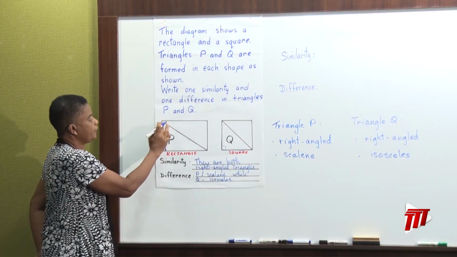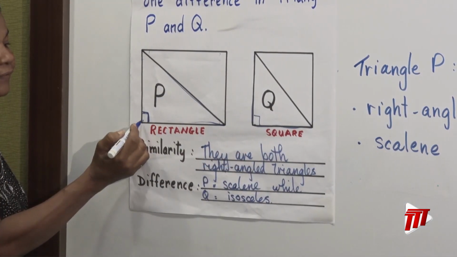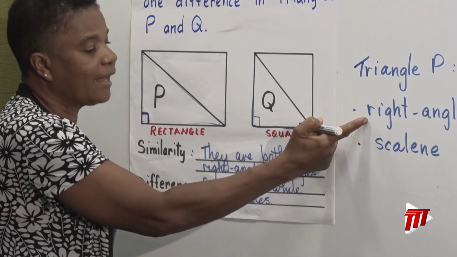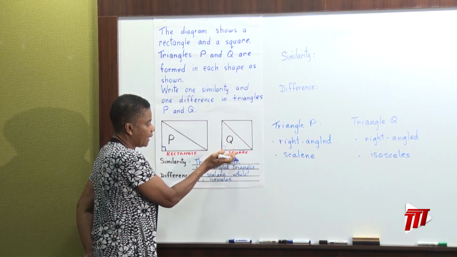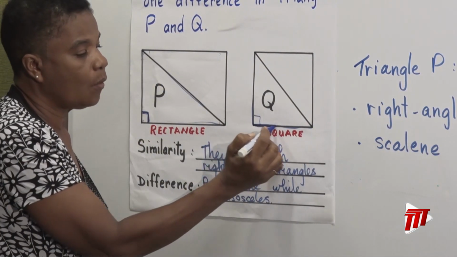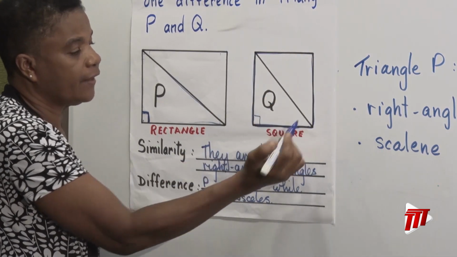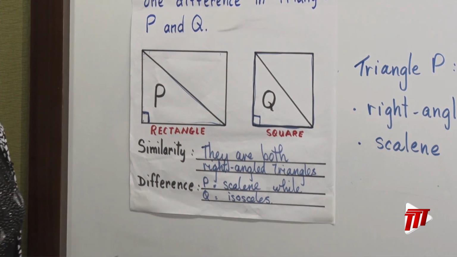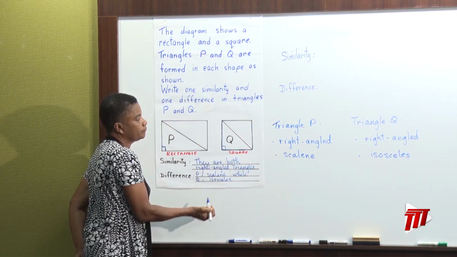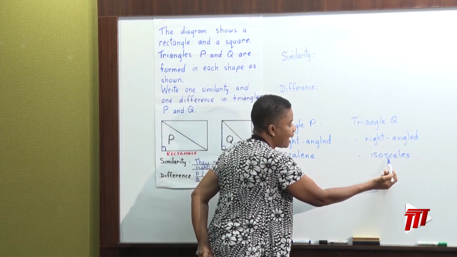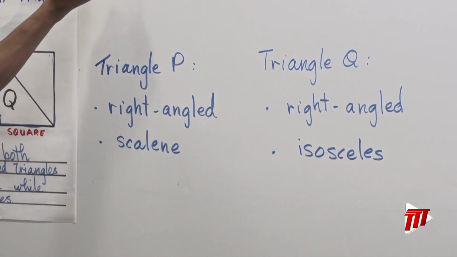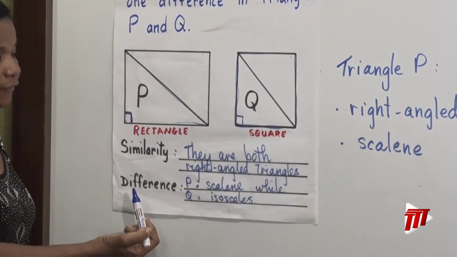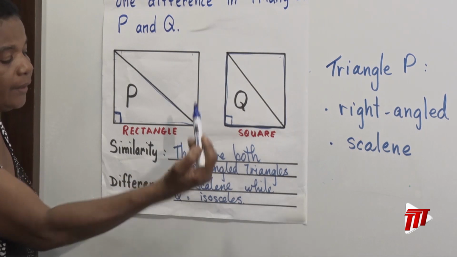Let's review. This is a rectangle, which means that it has a length and a width. It also has a right angle at the corner. So triangle P is a right angle scalene triangle. Triangle Q was cut from a square. Therefore, all the sides are equal. It means, therefore, that triangle Q would have 2 equal sides. It also has a right angle because we know a square has 4 right angles at the corner, making triangle Q a right-angled isosceles triangle. The question asks us for a similarity and a difference. The similarity, they are both right-angled triangles. And one difference, P is scalene while Q is an isosceles triangle.